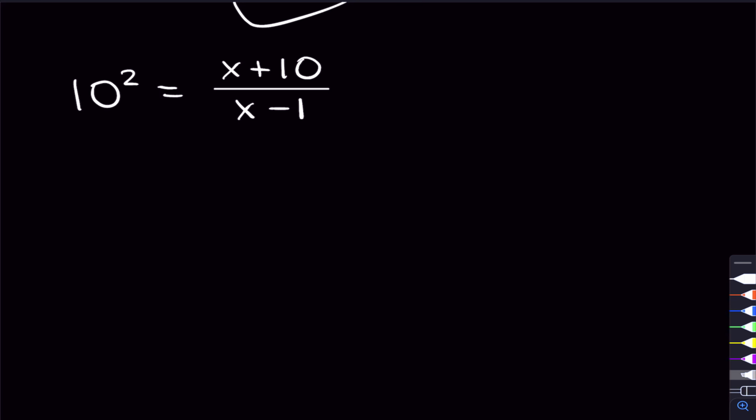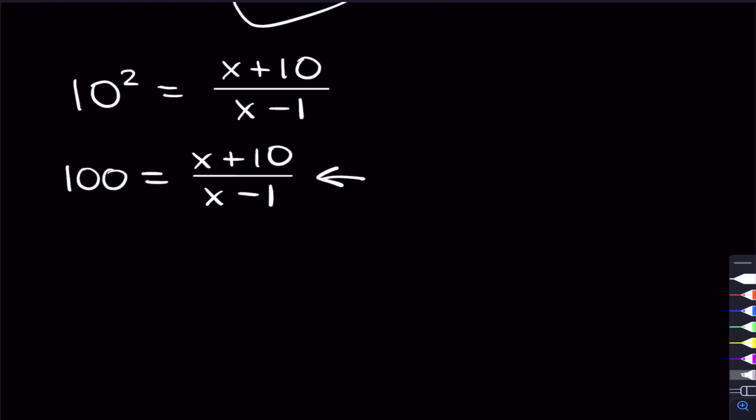Now we know that 10 squared, that's 100. So we get 100 is equal to x plus 10 over x minus 1. And now where the heck do we go from here? Because all our x's are on one side, yeah, but we have this fraction here. So that's kind of stopping us from doing anything.